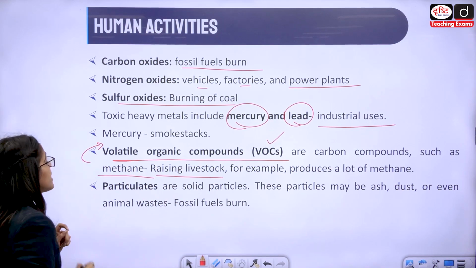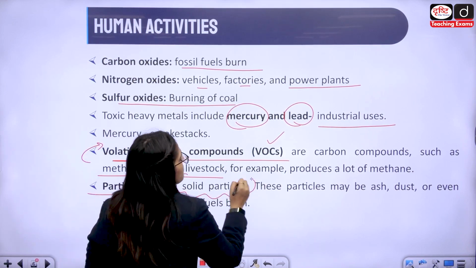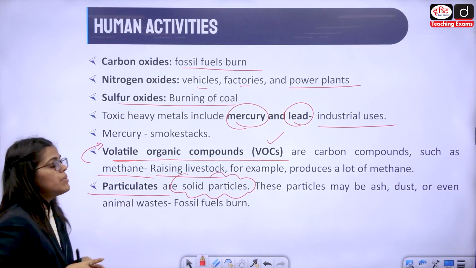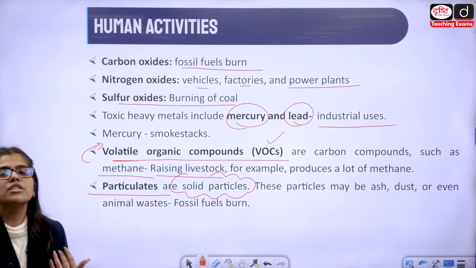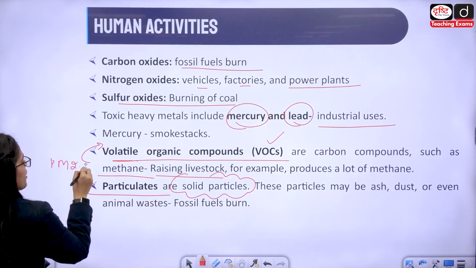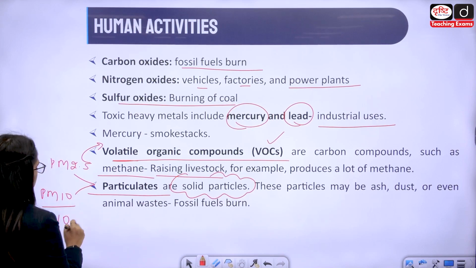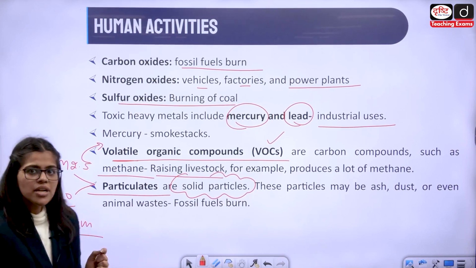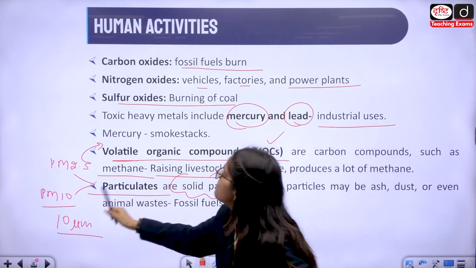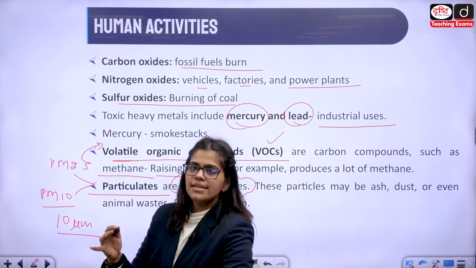So remember this. Then we have the particulate matters. These particulate matters are the solid particles that are present and they can be ash, dust or even animal waste. They can come out of burning of the fossil fuels also. There are two types of particulate matters, PM 2.5 as well as PM10. PM10 of course has a larger diameter, and you can see that with your naked eyes, right? They are of course harmful, but you can still see this with your naked eyes.